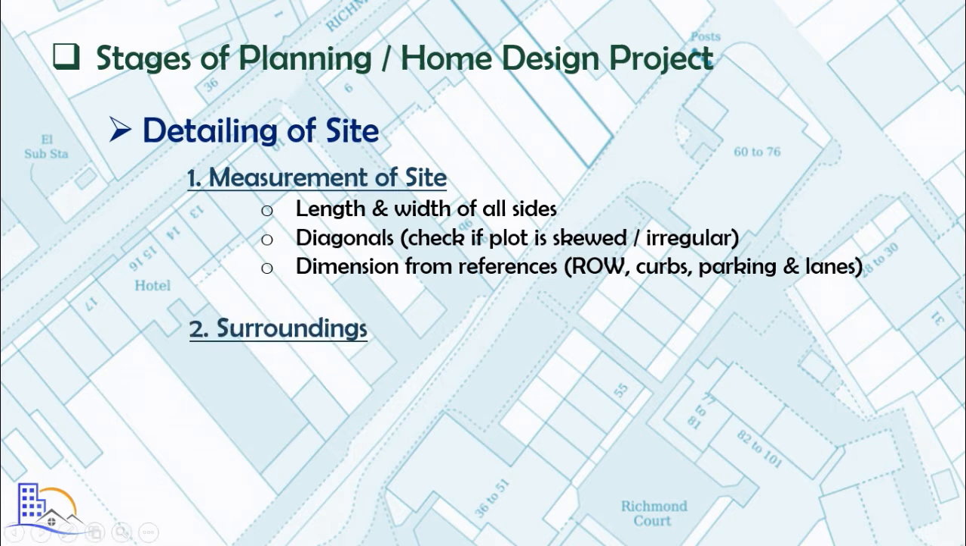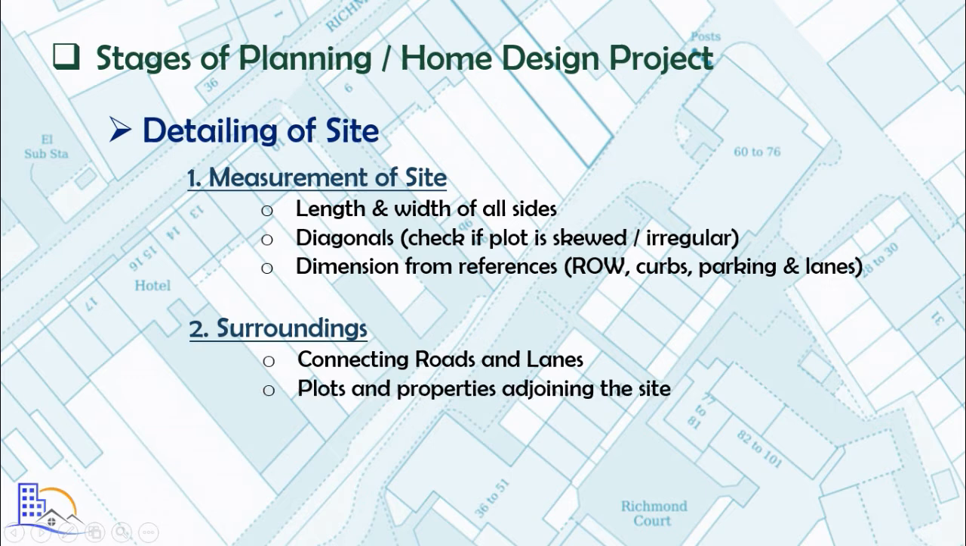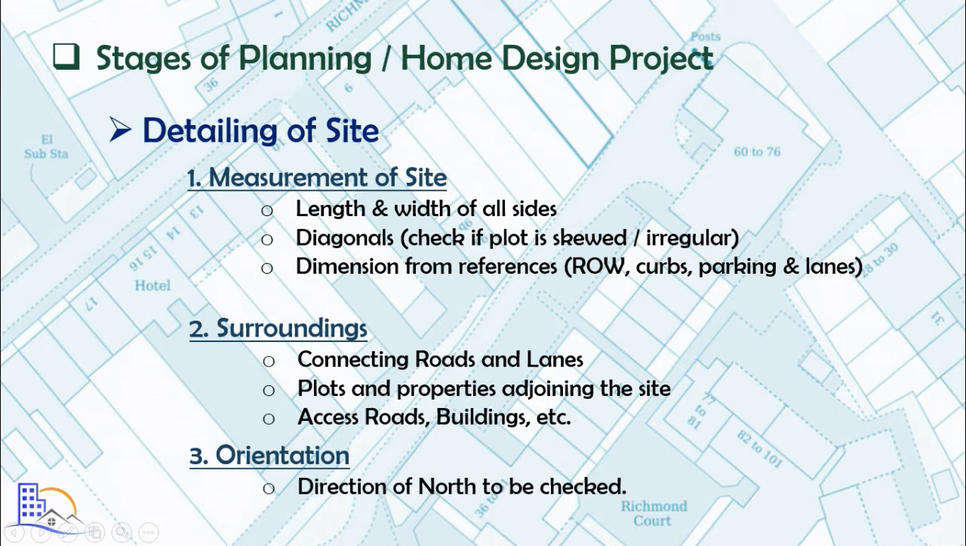Step 2, we will check and measure surroundings. Dimensions of connecting roads and lanes, and distance from our plot. Frontage dimensions of plots, and properties adjoining the site. Access roads and other buildings. Step 3, we check the orientation. North direction will be checked with the help of compass or similar means.